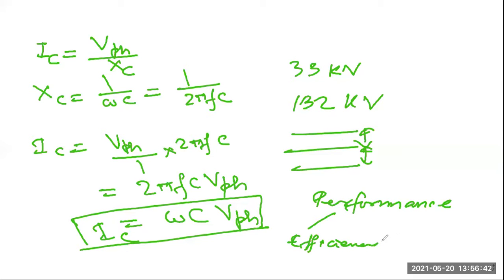So you know this thing. Efficiency, then the voltage regulation. You see, these are the measurement parameters. So the performance of the transmission line is desirable to evaluate, because there are various types of transmission lines available. We'll know in detail what the different types of transmission lines are.